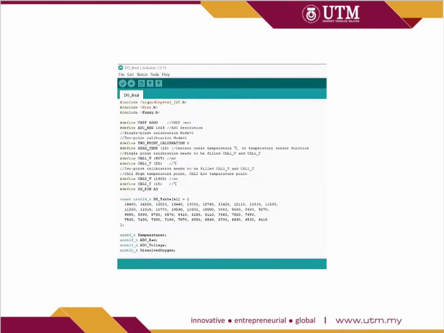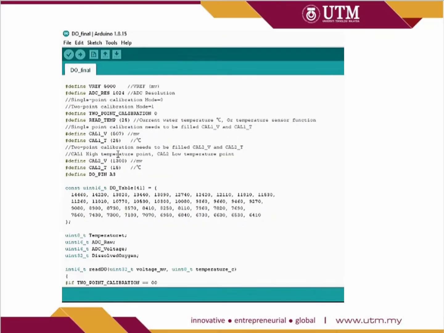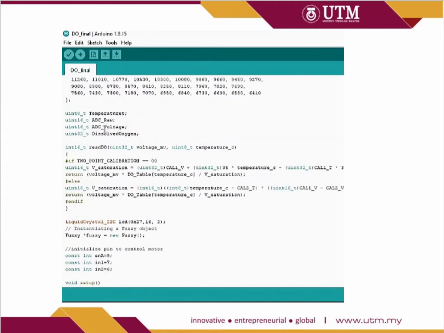Firstly, I will explain roughly about the coding of the system. There are four main parts in the coding. First, read input from the DO probe. Second, fuzzy logic control. Third, display on the LCD display. And lastly, transmit output to the motor driver. Next, all parameters used need to be defined in the coding.